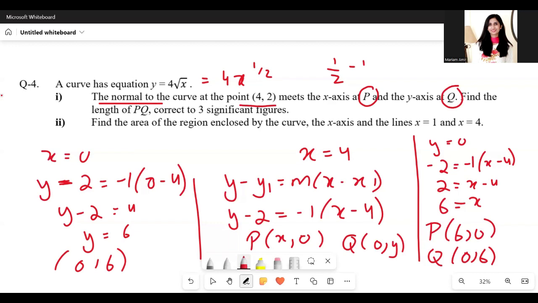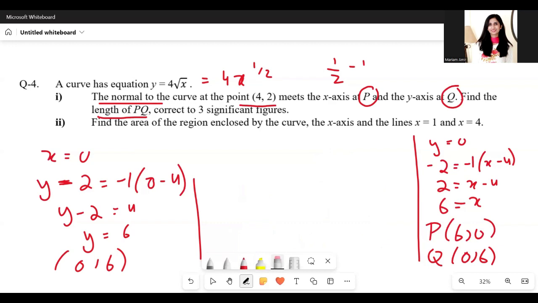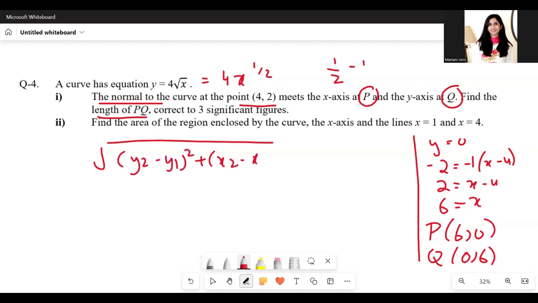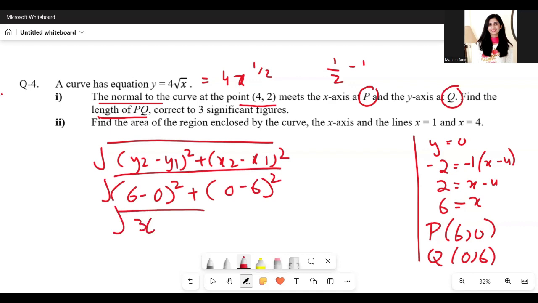Okay, we're not done yet. We need the length of PQ. So now we need to apply the distance formula on these two coordinates. That is the square root of (y2 minus y1) whole squared plus (x2 minus x1) whole squared. So that's going to be 6 minus 0 whole squared plus 0 minus 6 whole squared. So that is the square root of 36 plus 36, which is the square root of 72.